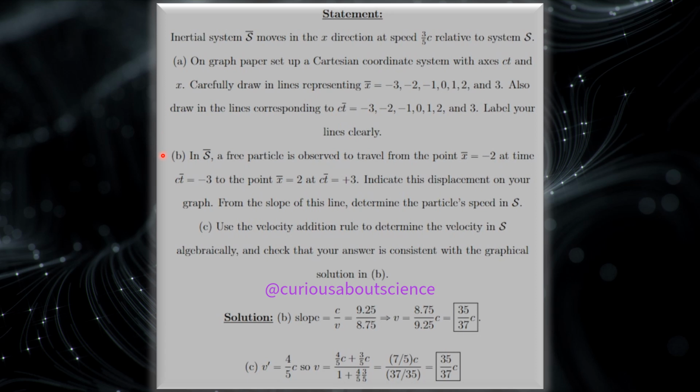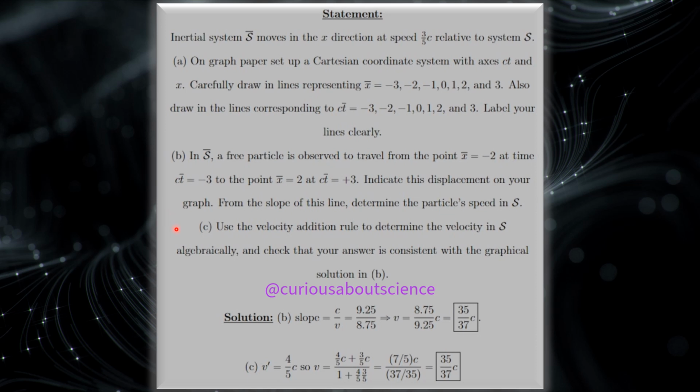Part B, in S bar, a free particle is observed to travel from point x bar equal -2 at time CT bar equal -3 to a point x bar 2 at CT bar equal +3. All right. Indicate the displacement on your graph, and from the slope of this line, determine the particle's speed in S. Okay, be careful. You need to understand how these graphs are constructed. Go back to the Minkowski diagrams and the spacetime diagrams.